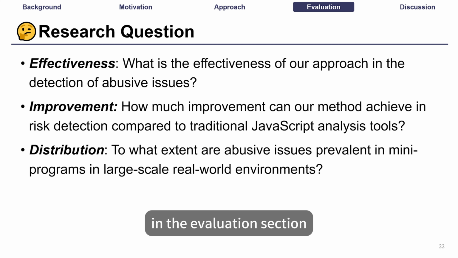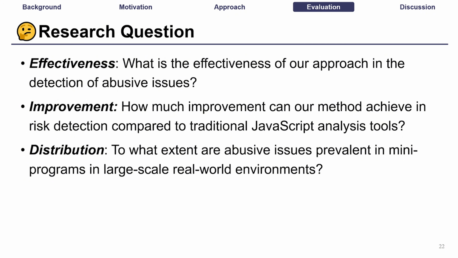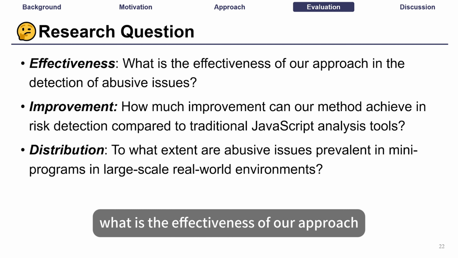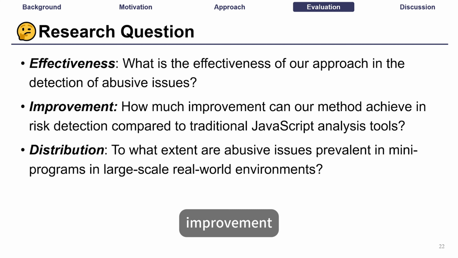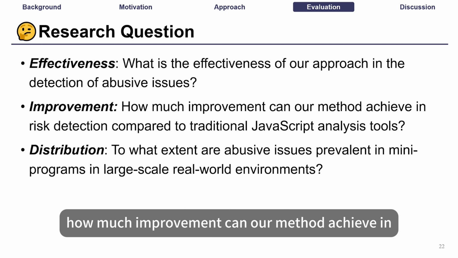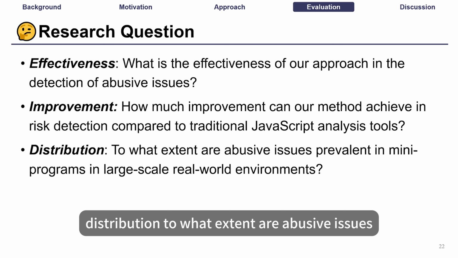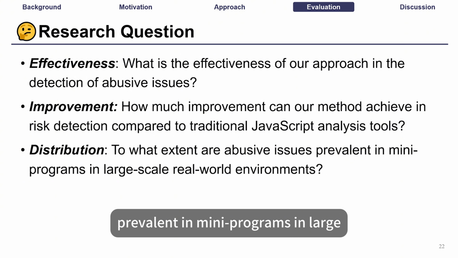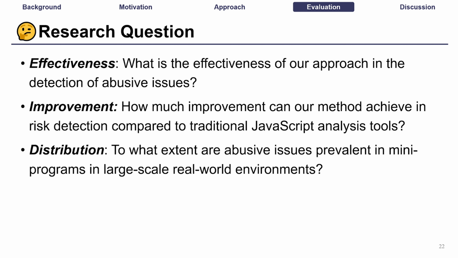In the evaluation section, we address 3 research questions. Effectiveness. What is the effectiveness of our approach in detecting abusive issues? Improvement. How much improvement can our method achieve in risk detection compared to traditional JavaScript analysis tools? Distribution. To what extent are abusive issues prevalent in mini programs in large-scale real-world environments?